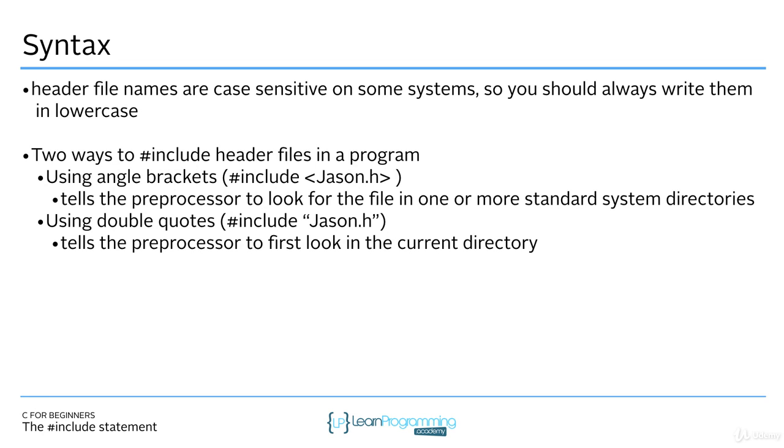There are two ways to include header files in a program. You can use angle brackets, such as #include <stdio.h>. What this usually means is it's telling the preprocessor to look for a file in some kind of system directory.